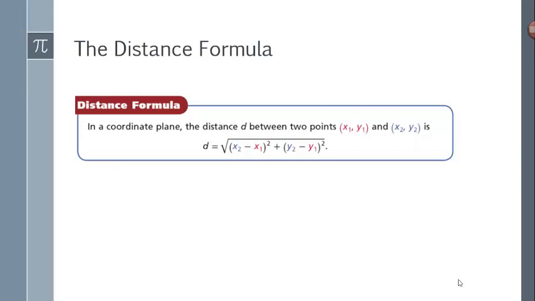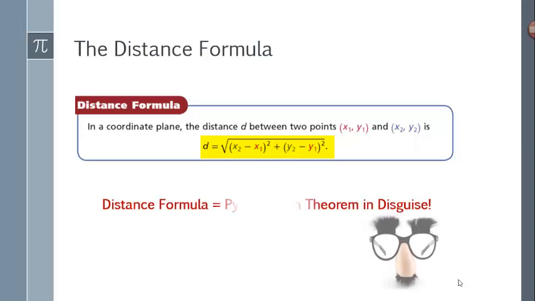And finally, we have the distance formula. This distance formula looks even bigger and scarier than the midpoint formula. All those x1s and x2s, and now we've got a square root and some squareds and everything. But I'm here to tell you that the distance formula is really just the Pythagorean theorem in disguise. We're going to take a look at some examples of the use of the distance formula so that you can see why I say that it really is just the Pythagorean theorem in disguise.